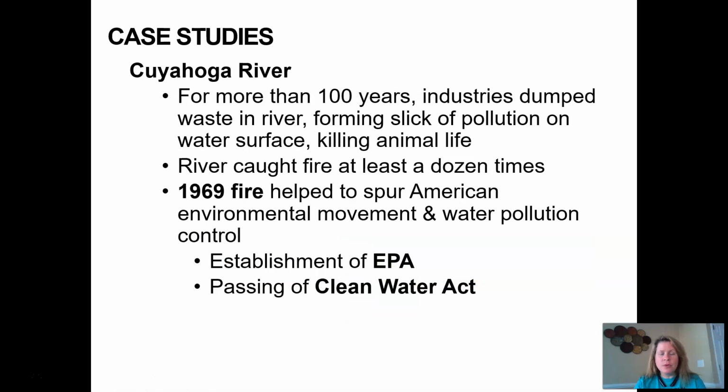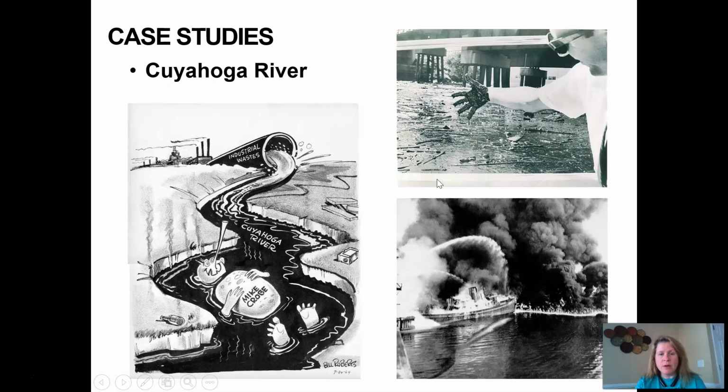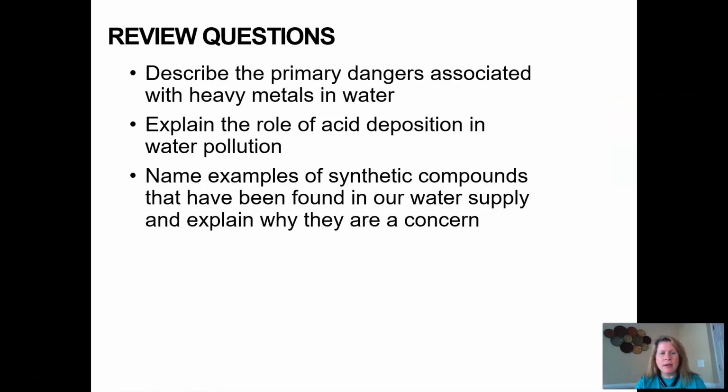And then there is the river in Ohio, which I am probably going to murder the name of that. I'm going with Cuyahoga. That one was polluted for a long time. For over 100 years, industry would dump extra chemicals into that river. It had a permanent oil slick on top of it, and it caught fire a bunch of times. But in 1969 was the one that helped spur the American environmental movement. It was on the cover of Time magazine, and this prompted the establishment of the EPA, and it also pushed us towards the Clean Water Act. And there's a picture. This is what it used to look like. Here it is on fire, and it's cleaned up now.